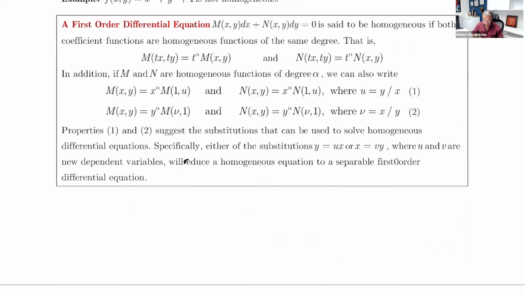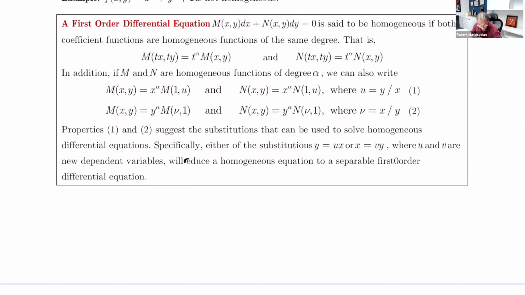Now, what is a first order homogeneous differential equation? Let's look at this. A first order differential equation, we have seen that before: M of x, y dx plus N of x, y dy is said to be homogeneous if both coefficient functions are homogeneous functions. That means you can write M of tx, ty as t to the power of alpha M of x, y, and N of tx, ty as t to the power of alpha N of x, y.